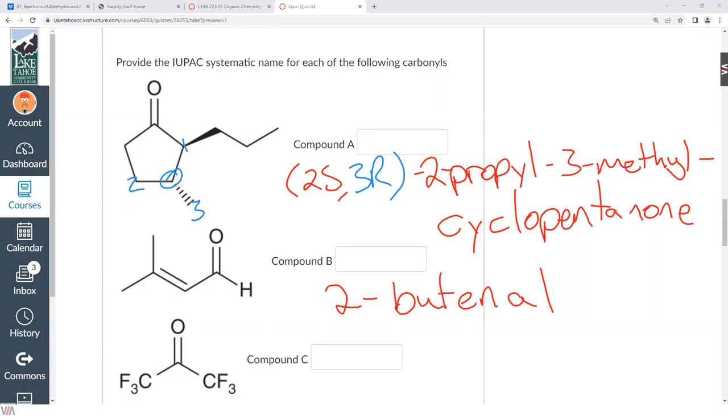And then it's going to be a 3-methyl. You don't need to worry about E and Z, right? Because we have 2 identical methyls attached to the alkene.